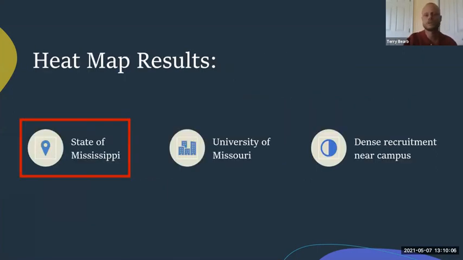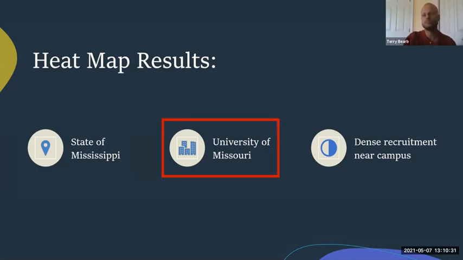For the heat map results, we can see that the state of Mississippi was the single largest area when it came to recruit density. So what we had here was specifically looking at the University of Mississippi as well as Mississippi State University. Practically in those maps, the entire state was regarded as dense recruitment.